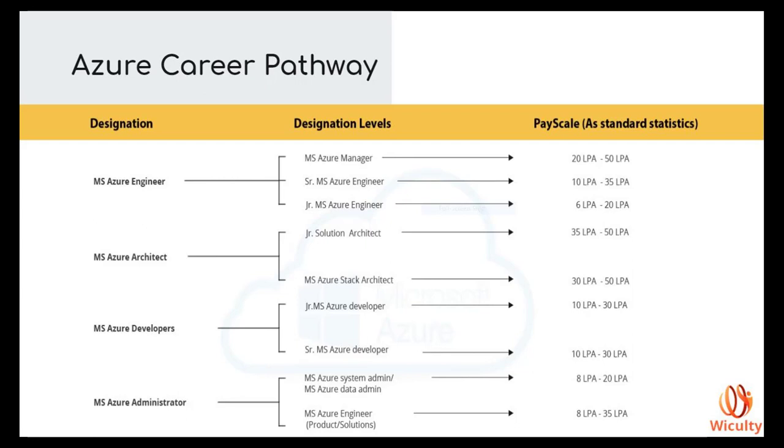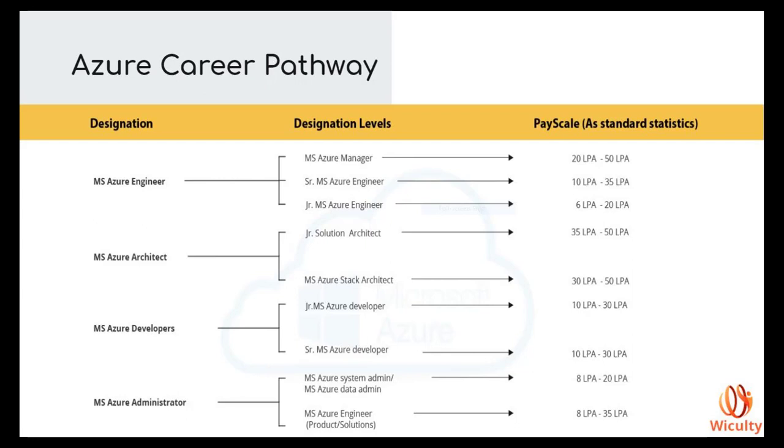While we talk about MS Azure Engineer, this designation has around 3 to 4 designation levels with several packages. In MS Azure Engineer, we have MS Azure Manager, Senior MS Azure Engineer, and Junior MS Azure Engineer. The pay scale of MS Azure Manager is around 20 to 50 lakh per annum, the Junior MS Azure Engineer has around 6 to 20 lakh per annum, while the Senior MS Azure Engineer has around 10 to 35 lakh per annum.